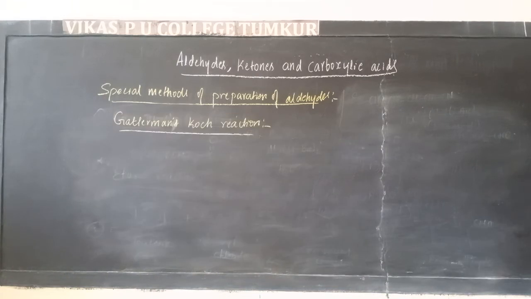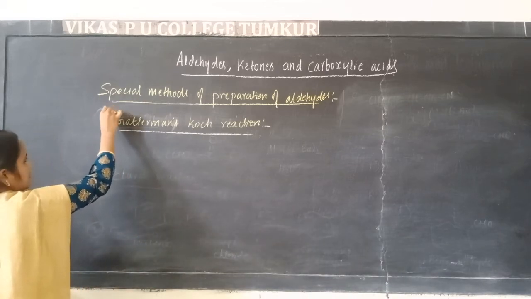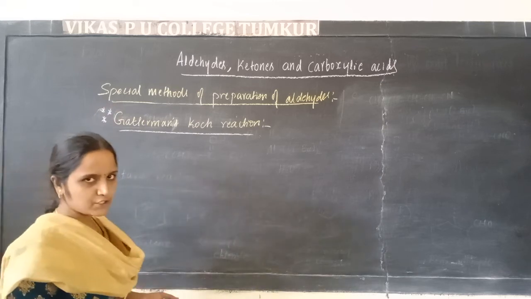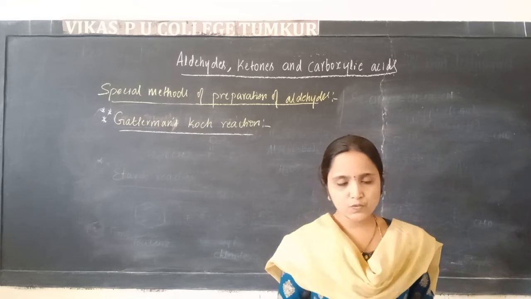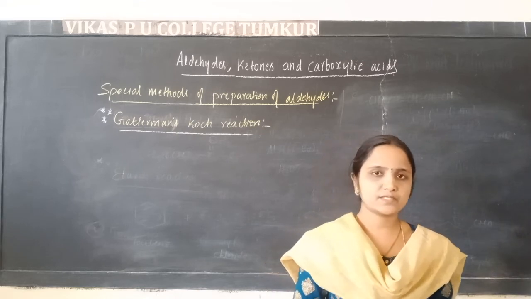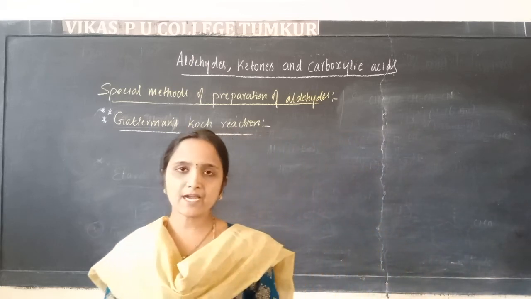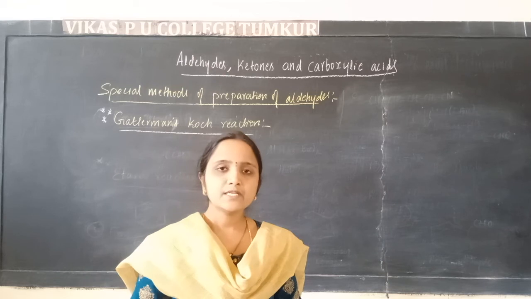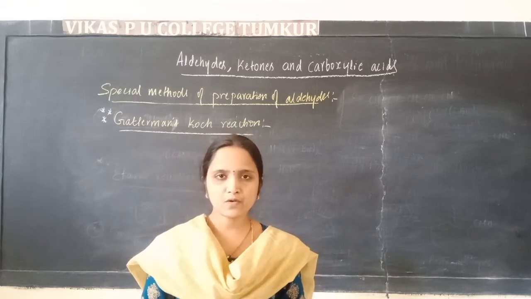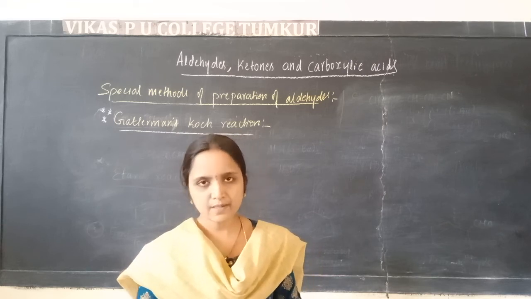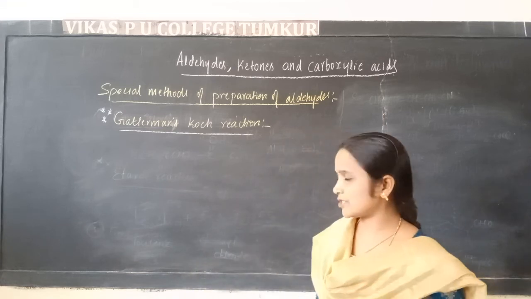Next, we are discussing the next special method for the preparation of aldehydes. It is also very important for the examination purpose. So many times asked in the examination. In the Gattermann-Koch reaction, benzene reacts with carbon monoxide and hydrochloric acid in the presence of anhydrous aluminum chloride. It gives benzaldehyde. This reaction we call the Gattermann-Koch reaction.